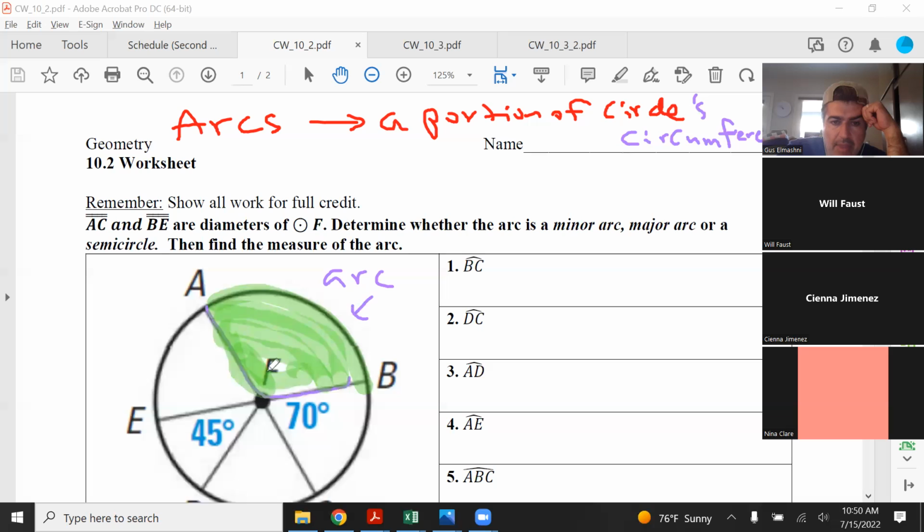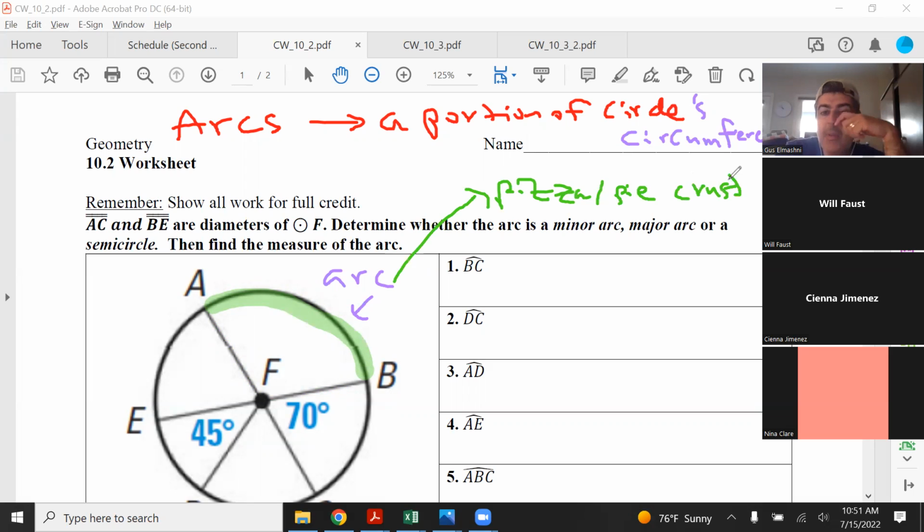If you want, you could think of it like that. That's called a sector. I don't know if we're going to get into that until maybe the next unit or later. But we're just focused on the circumference part, just the outside. So it's like the crust. Think of it that way. The pizza or pie crust, not the whole slice.